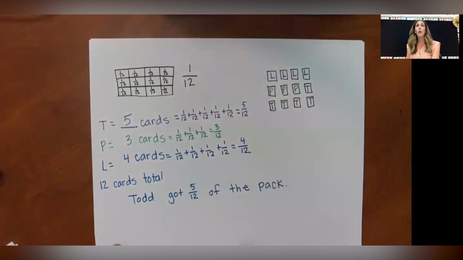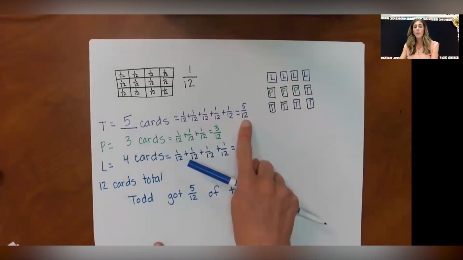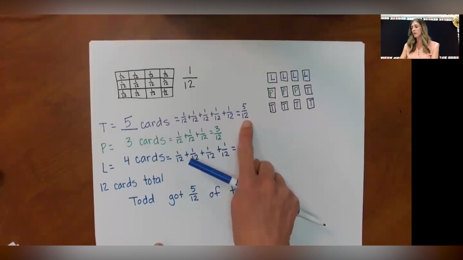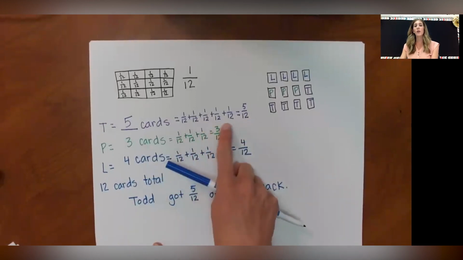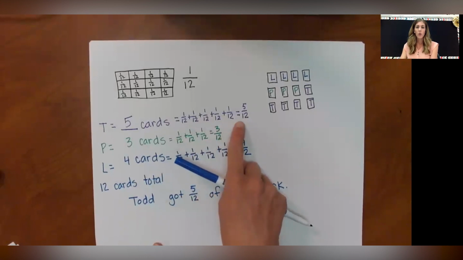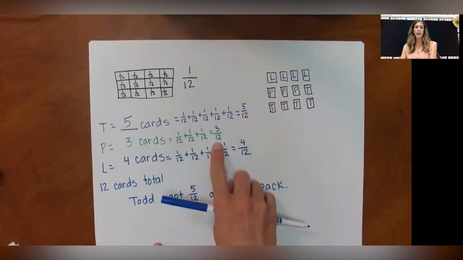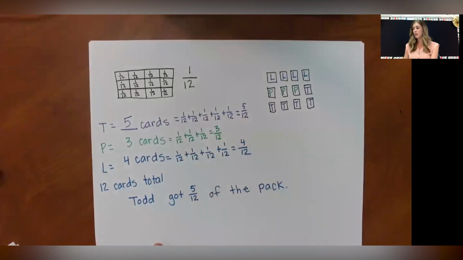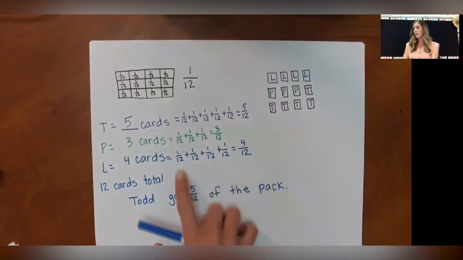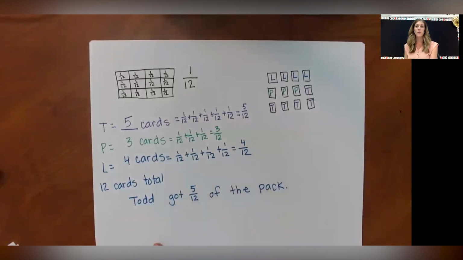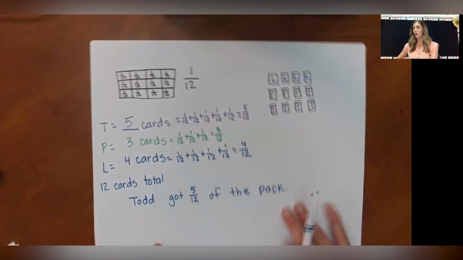Great job. So we talked that we were going to compose fractions. So that's what we just did. We built or composed 5/12. We put 5 1/12 together to make a total or a sum of 5/12. We put 3 1/12 together to make a total or a sum of 3/12. We composed 4/12 with 4 1/12. So let's look at another one.